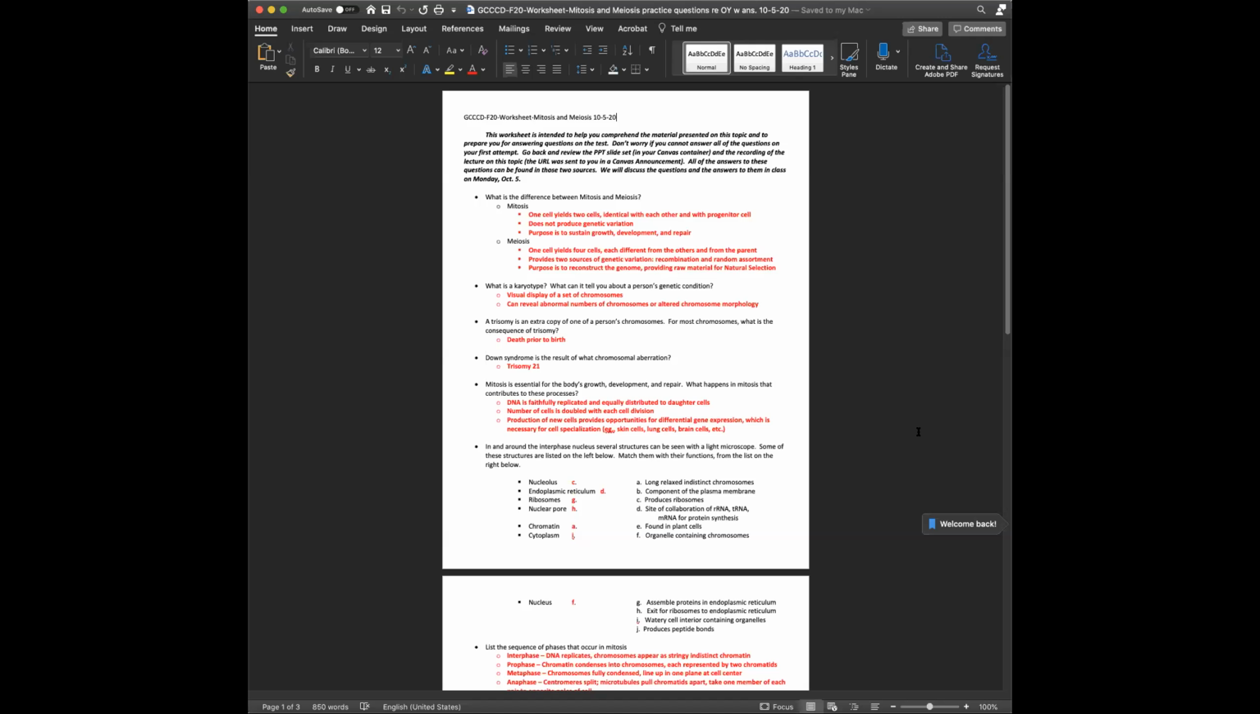And make sure you understand that. It's important that you know why we have these 2 different types of cell division. True in all eukaryotes, not true in prokaryotes. Prokaryotes don't do either mitosis or meiosis.